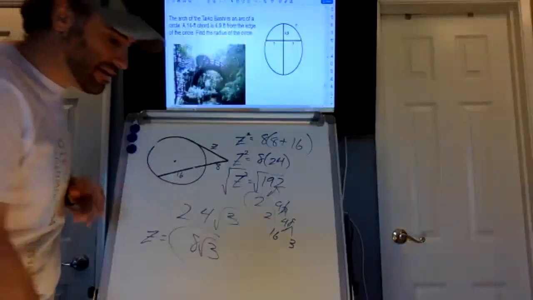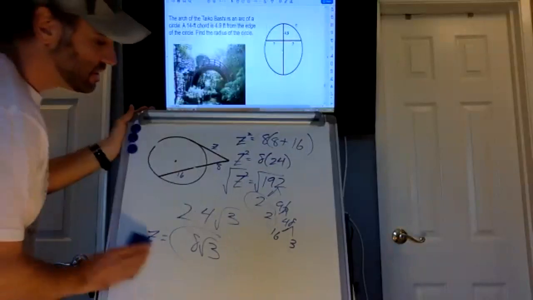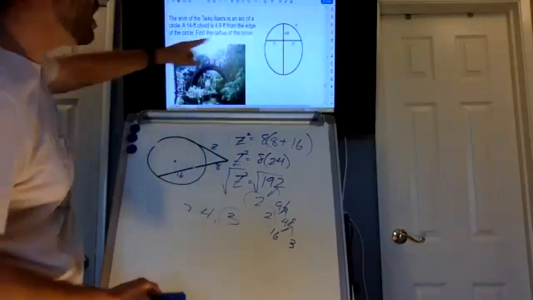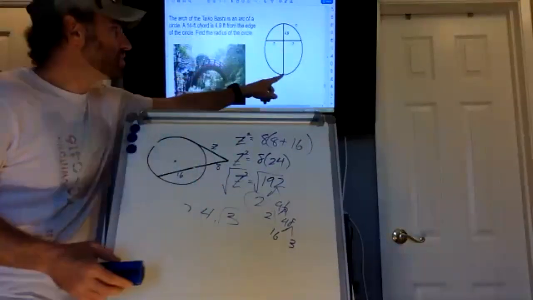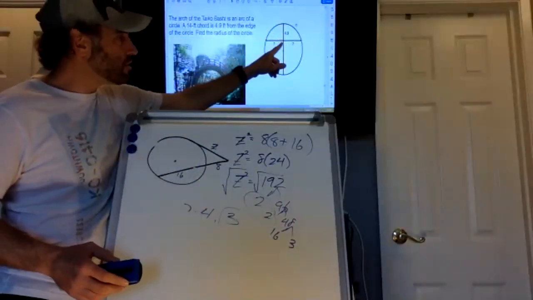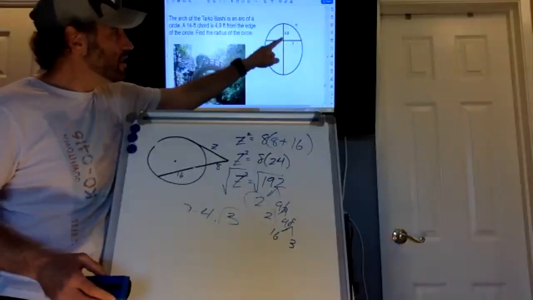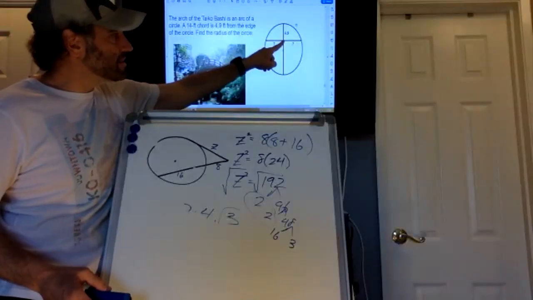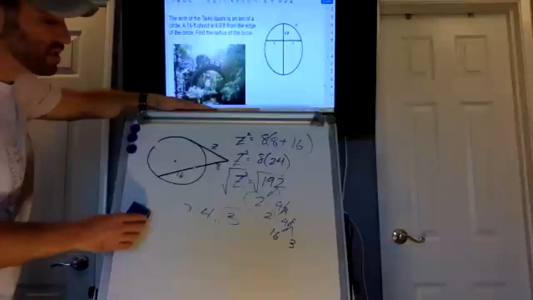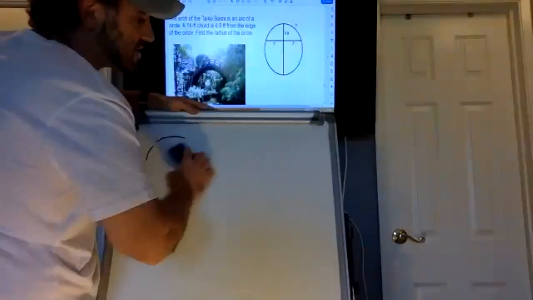And I'm going to draw it here so that you can get a better look at it. So the chord is 14 across, but the intersection of this diameter and the chord, it's perpendicular, but from that intersection point, the distance is 4.9 to the edge of the circle. Find the radius of the circle.